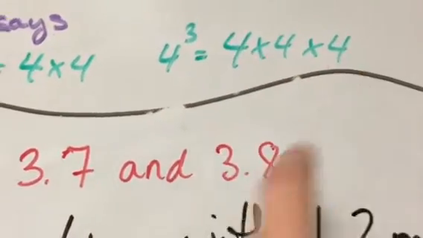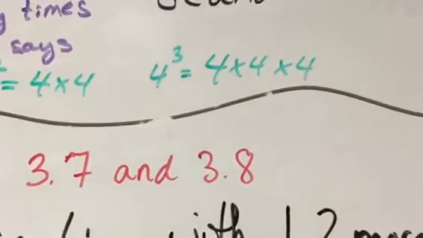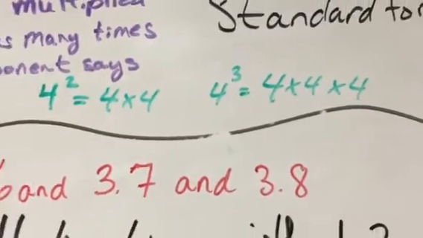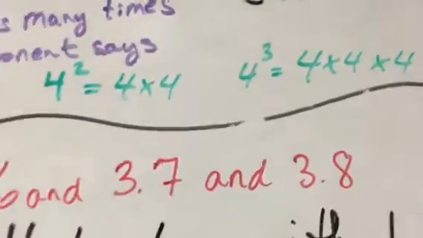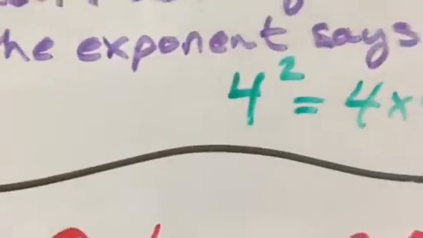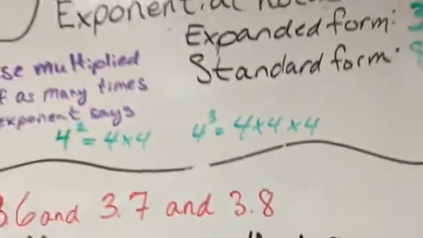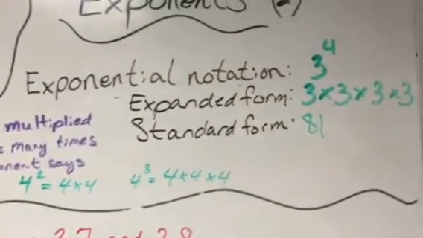4 times 4 times 4. When we have to the third power, we call that cubed. You will need to know the terms squared and cubed. Once again, squared is to the second power, cubed is to the third power. Here's another, this is how we write it. This is going to be important also.